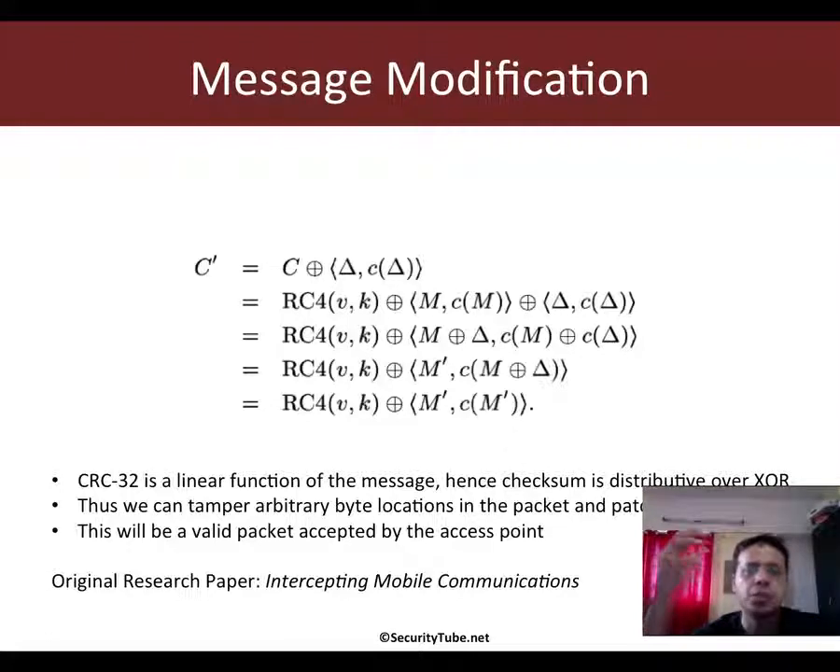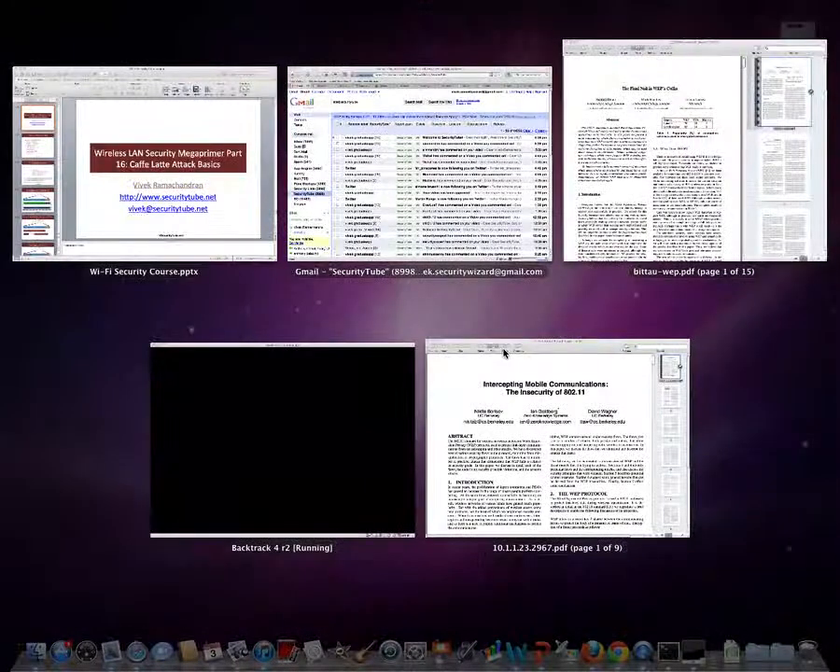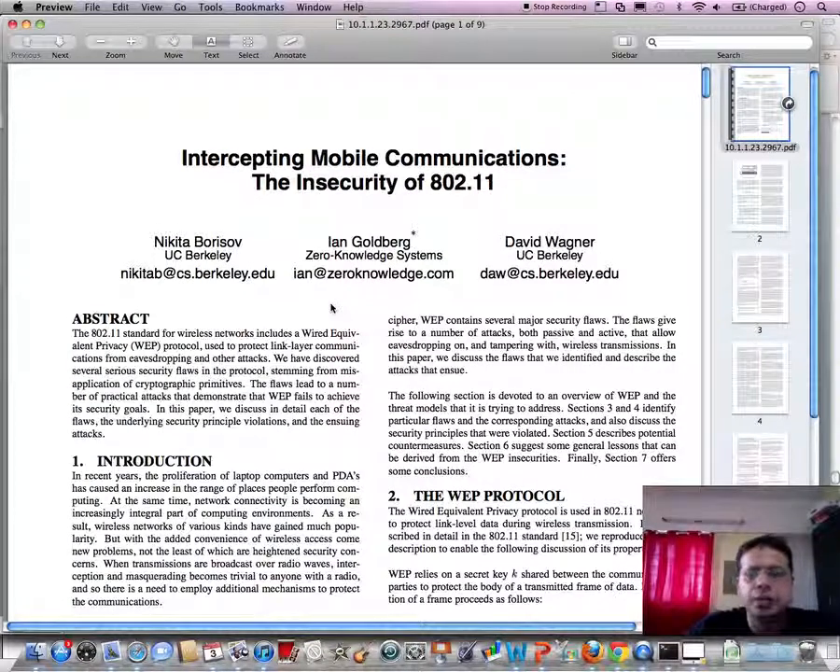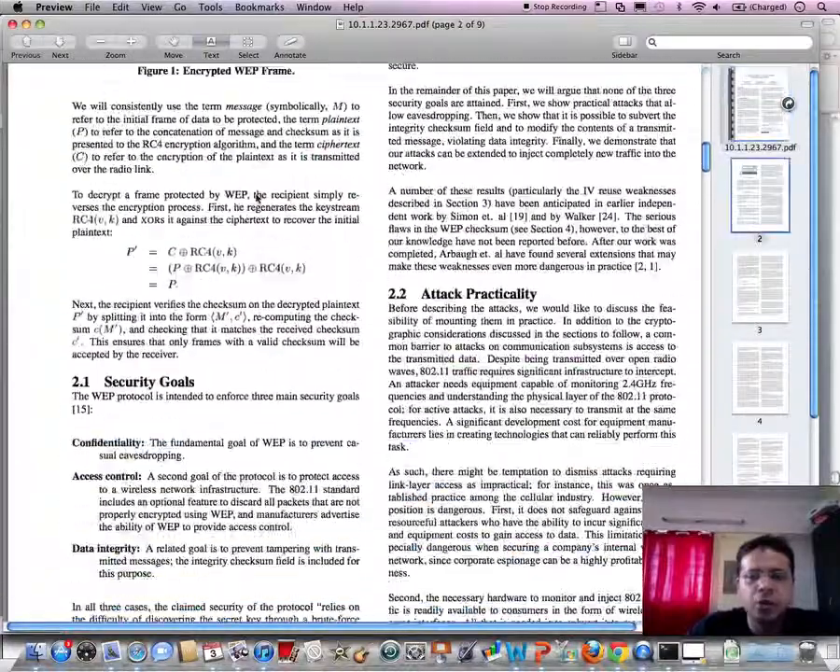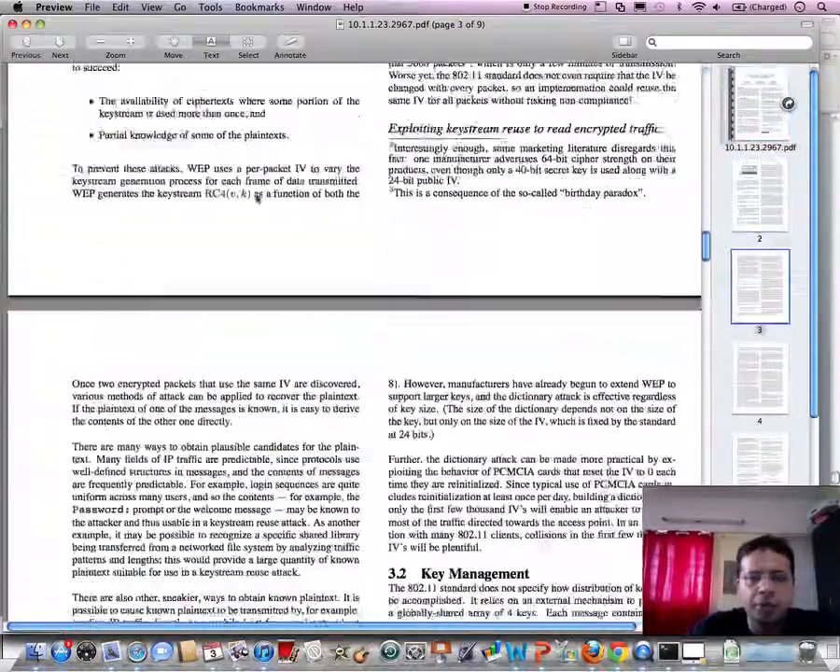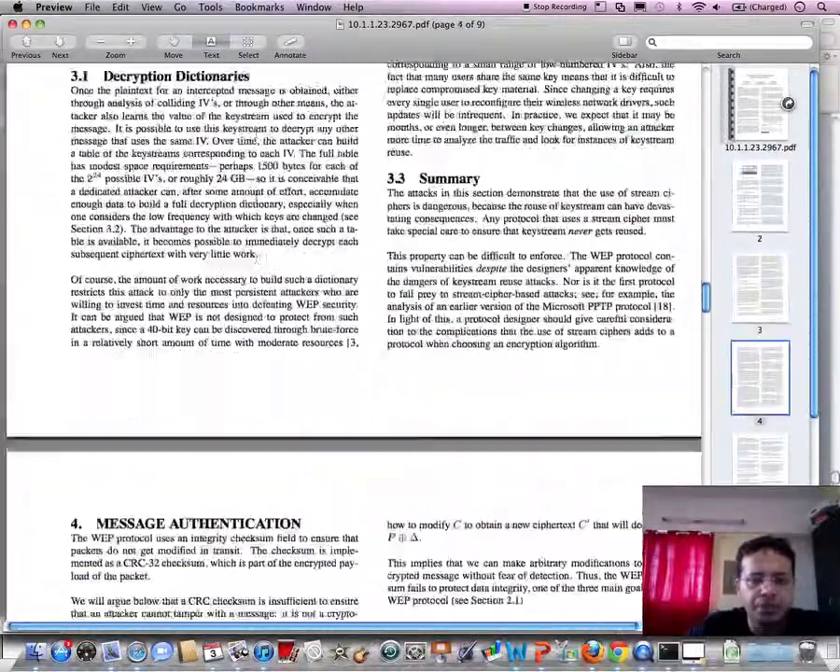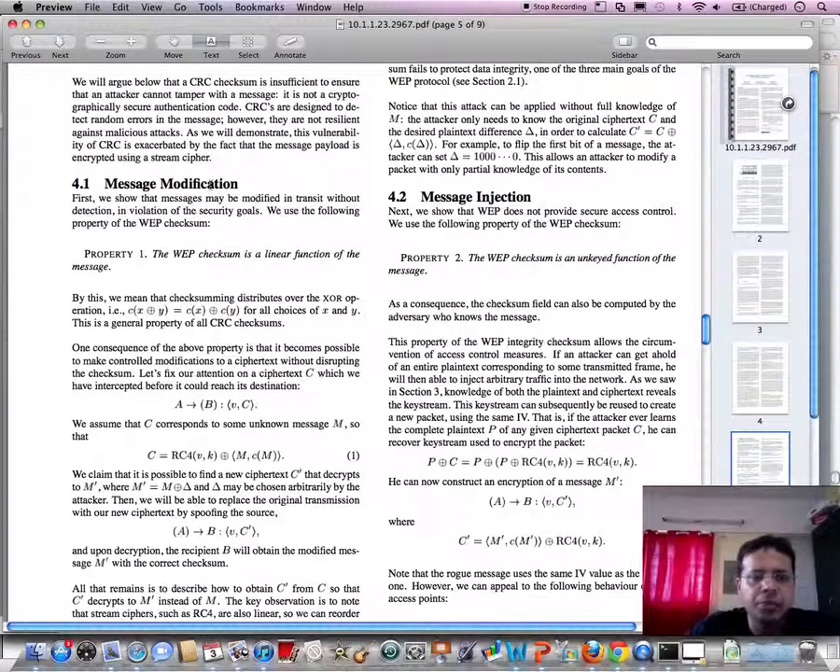So the whole basis of these injection attacks lies in the fact that WEP has a flaw which allows for message modification and injection. Now, what is meant by message modification? To draw your attention, there was a paper written very early on called Intercepting Mobile Communications: The Insecurity of 802.11. And this talks about a lot of attacks which WEP is vulnerable to. The one which we are really interested in is called message modification.